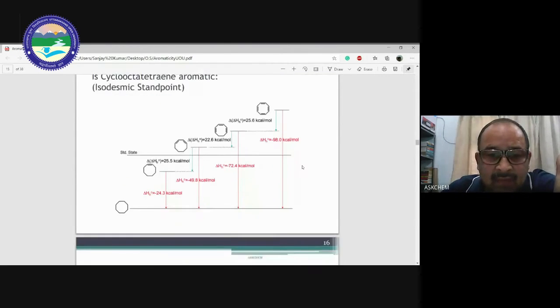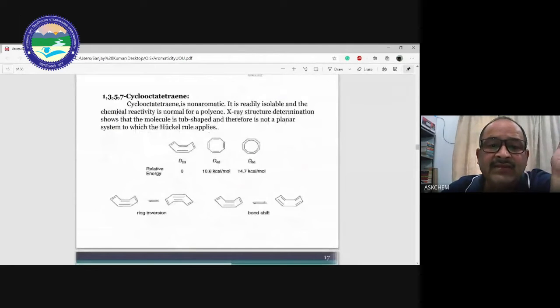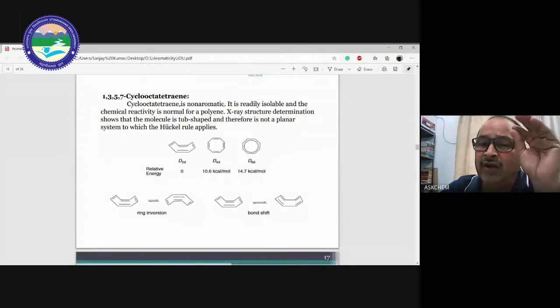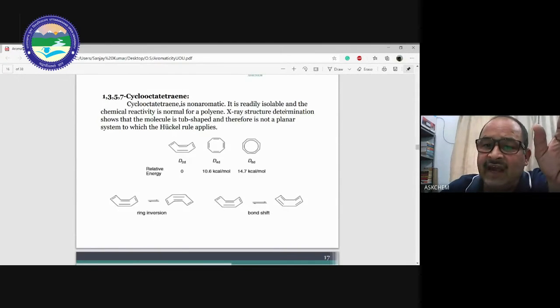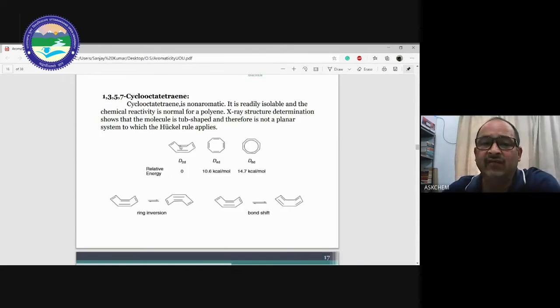Now this cyclooctatetraene is non-aromatic. It's a non-aromatic compound, because a real planar cyclooctatetraene is not found, not even by XRD experiments. So it is readily isolable, and chemical reactivity is normal for a polyene, and the X-ray structure determination of the compound shows it to be tub-shaped. Now this is tub-shaped. A lot of chemistry is involved here in cyclooctatetraene.